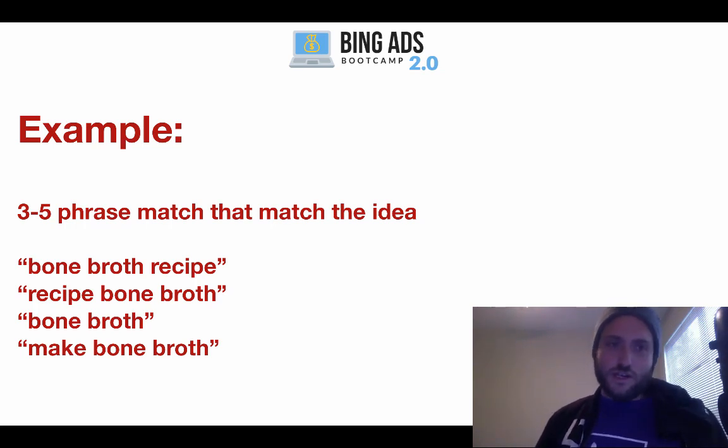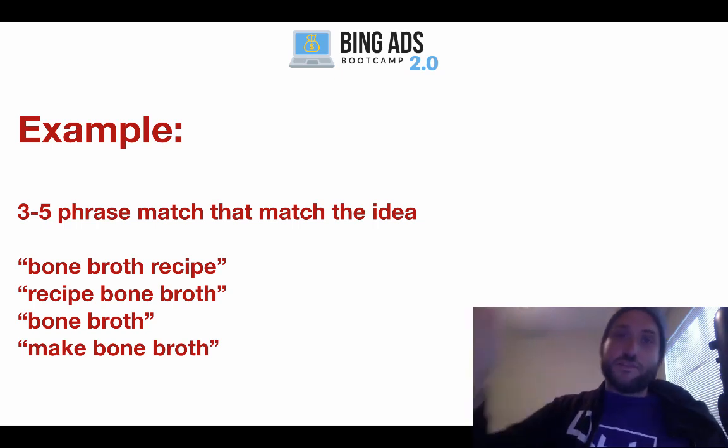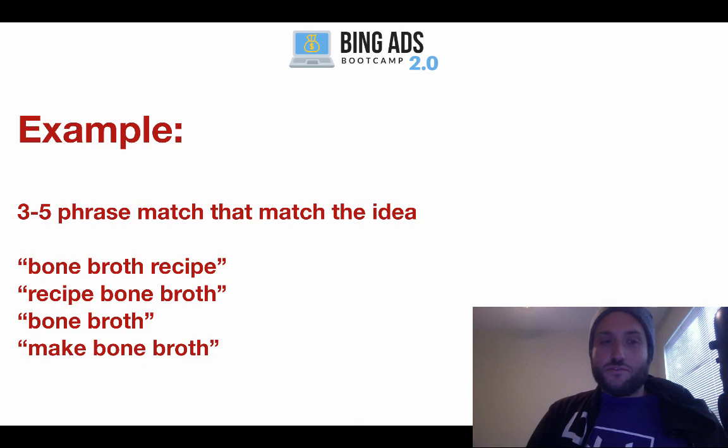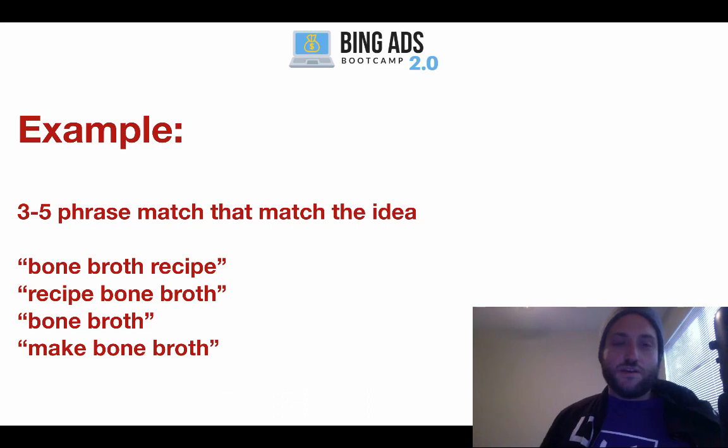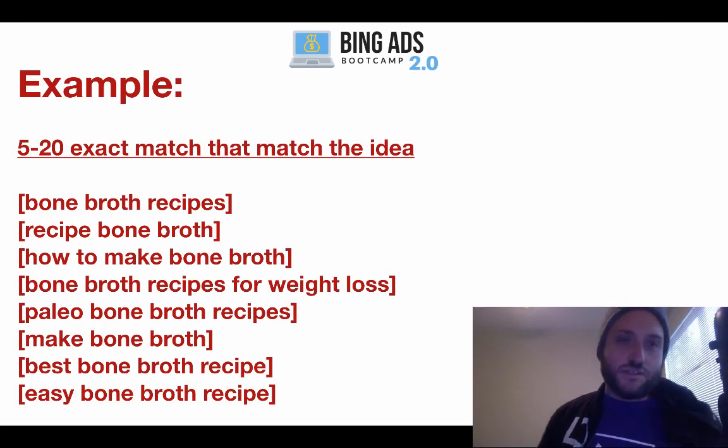So an example of the 3 to 5 phrase matches that match the idea would be, and again, we'll cover this more in other parts, you create a phrase match by just putting quotes at the beginning and the end of the phrase. So it'd be bone broth recipe, recipe bone broth. People might search one way or the other. You could just put bone broth. That's going to get lots of different queries that have the specific phrasing of bone and broth right in a row. And then make bone broth. You could think of some other ones too, but 3 to 5 is a good place to start, and that'll start getting some real good results.